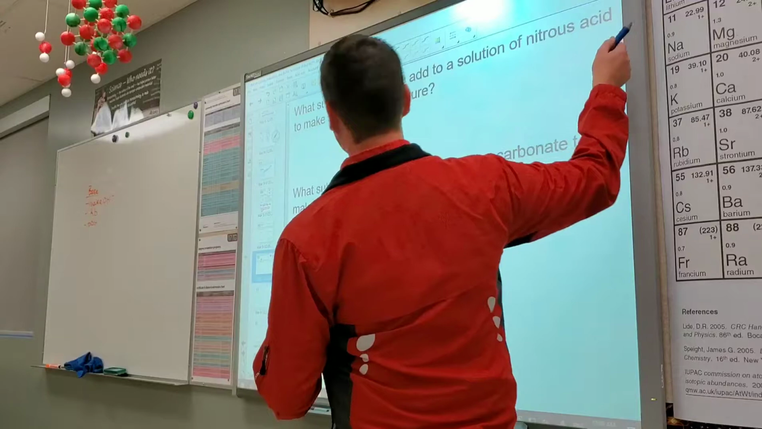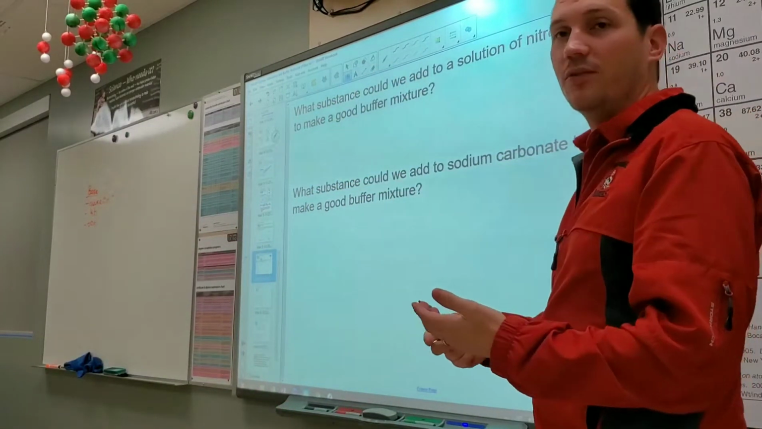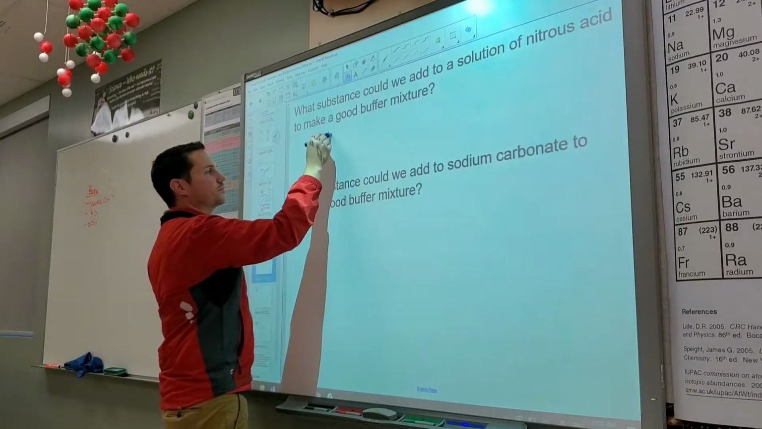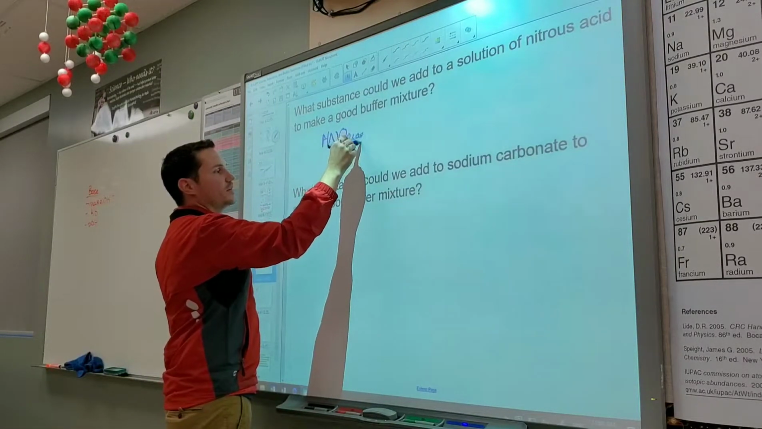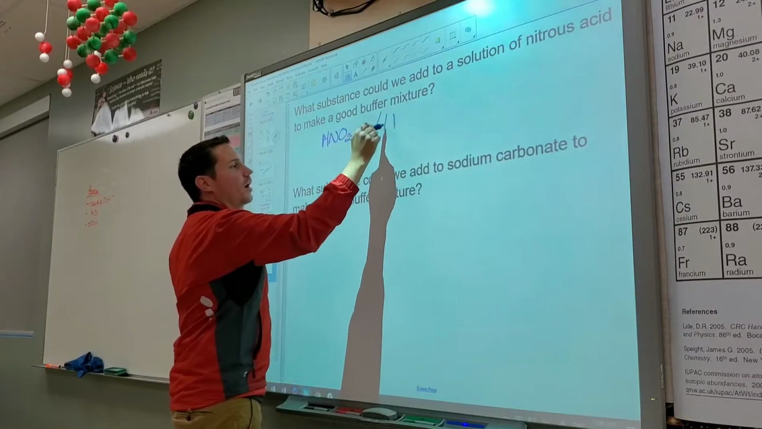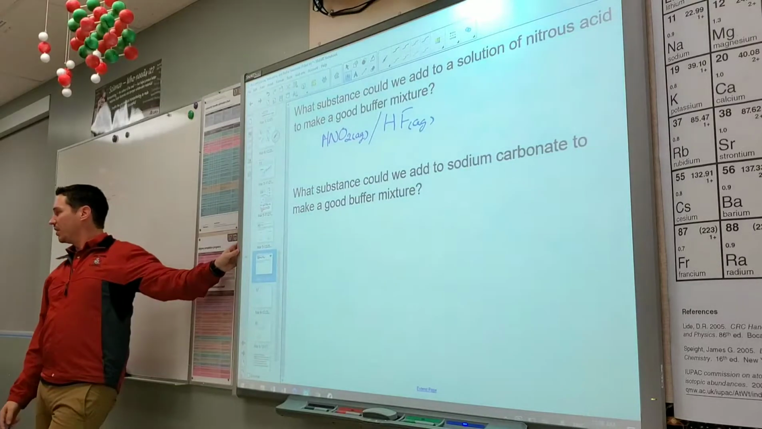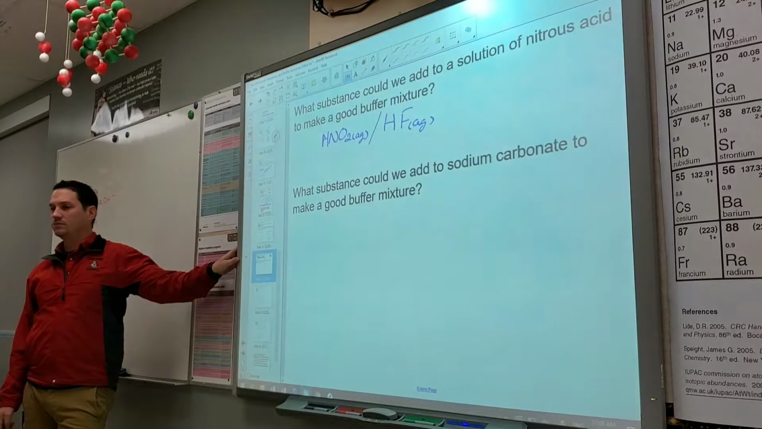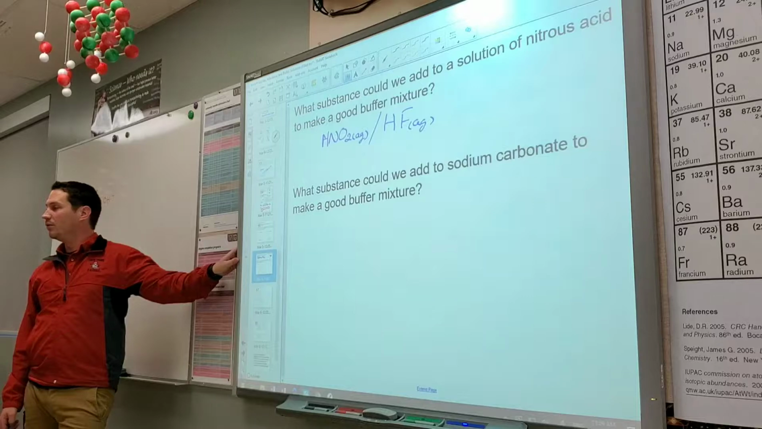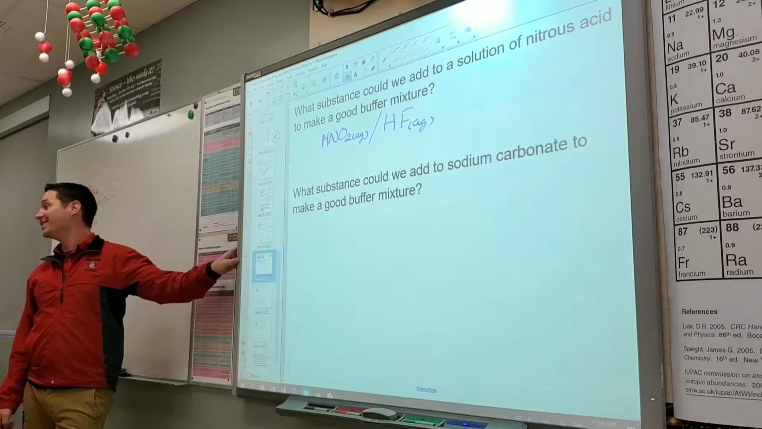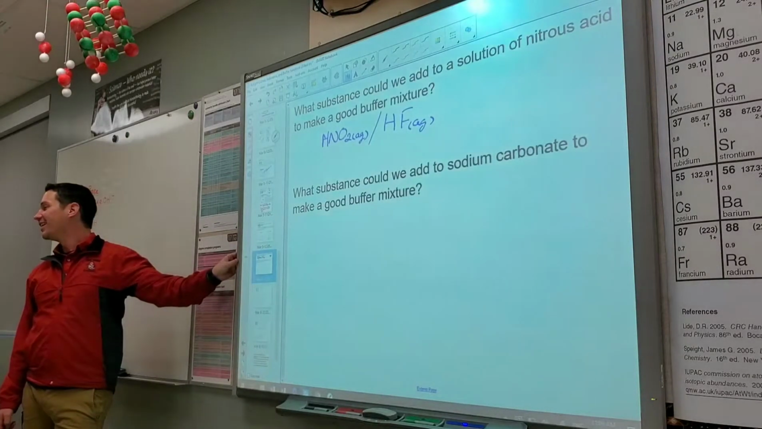What does nitrous acid look like? What's the formula for it? HNO2 aqueous. So if I had a mixture of this, is that a good buffer mixture or buffer solution? I don't know. What did we define a buffer solution to be? Oh, it's the conjugate base. Shelby, why is it not good? Because it can give away one hydrogen.